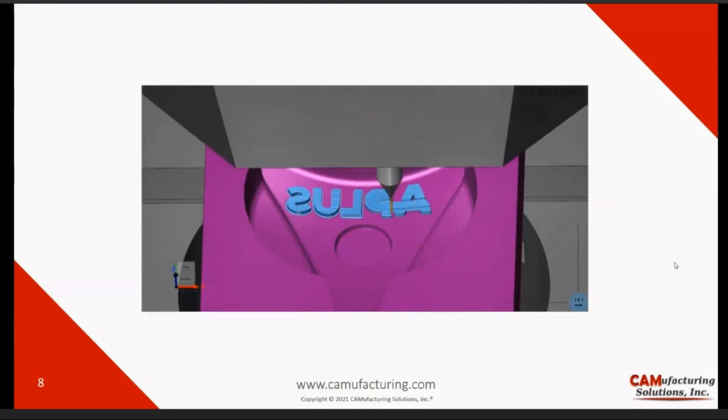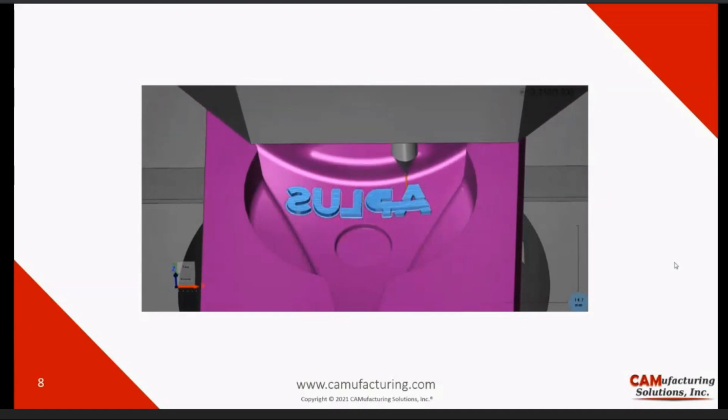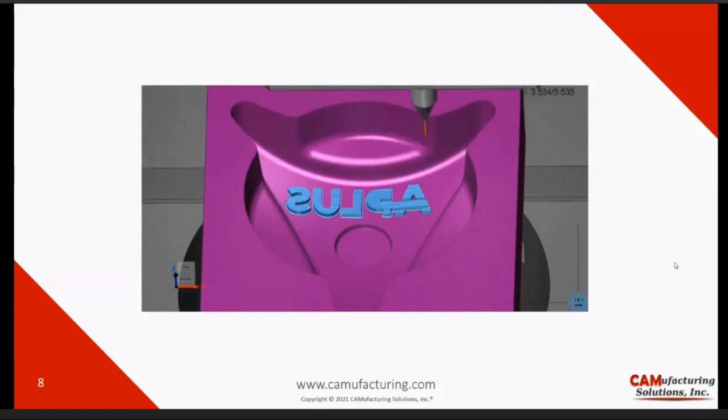So this is how A+ also incorporates hybrid manufacturing. It's using both an additive process and a machining process in one part to achieve this final outcome, a logo on a customizable mold that uses initially additive manufacturing and then that is machined off using machining techniques.